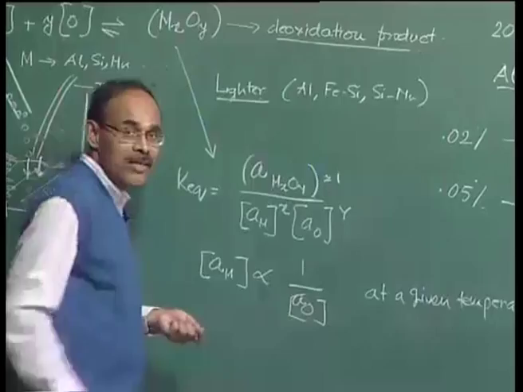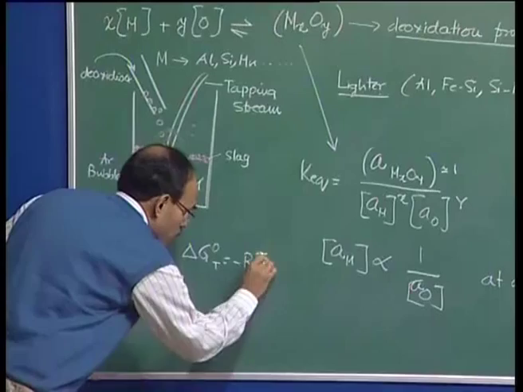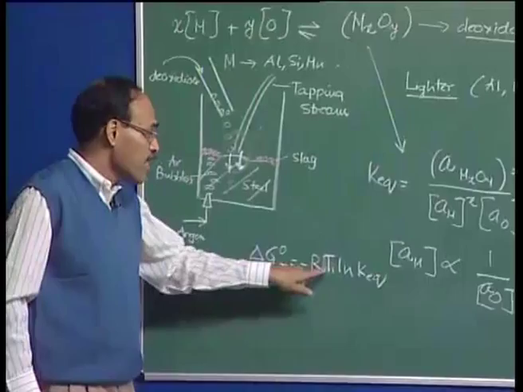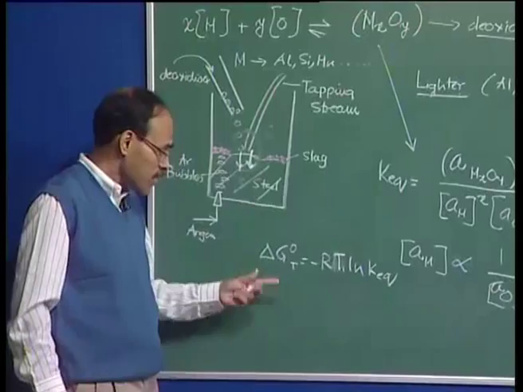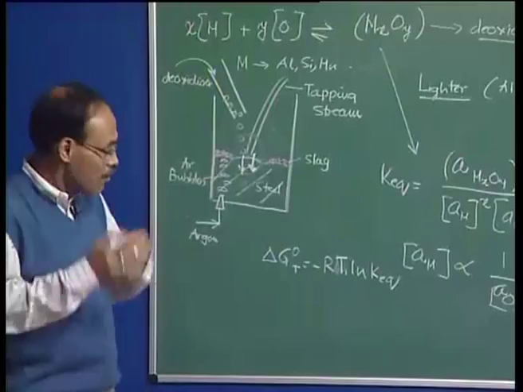I can obtain the value of K equilibrium because I know that delta G naught is equal to minus RT ln K equilibrium. Using the value of the gas constant, the temperature, and the value of delta G naught at various temperatures, I can find it. How do I know delta G naught? Because this is tabulated in thermodynamic data books. Many people have done experiments and determined this data. So determination of data is a very important step for us, particularly when we evolve new systems.